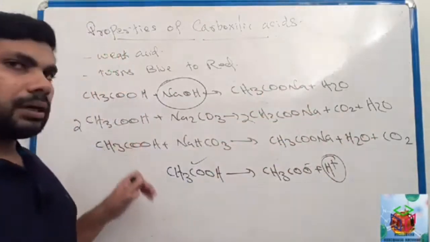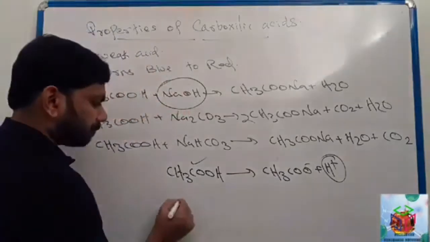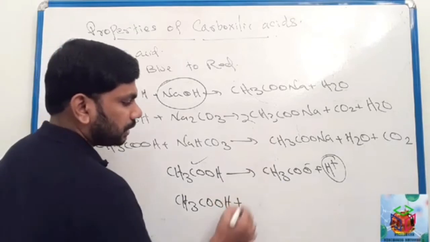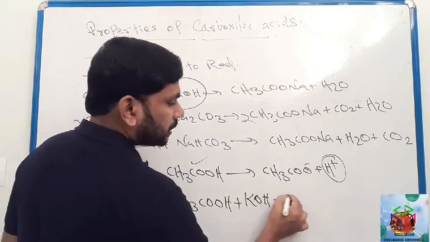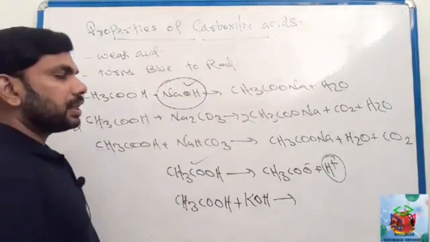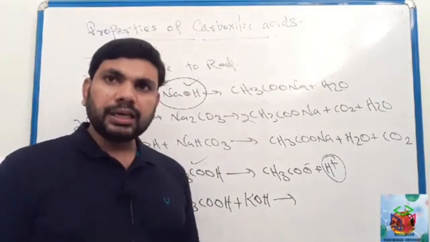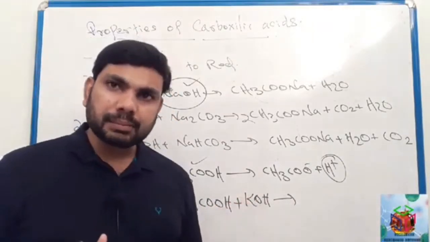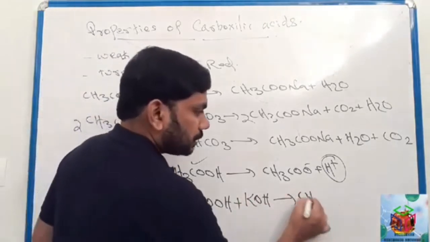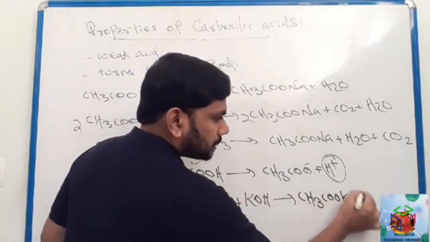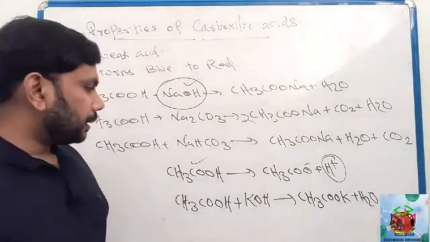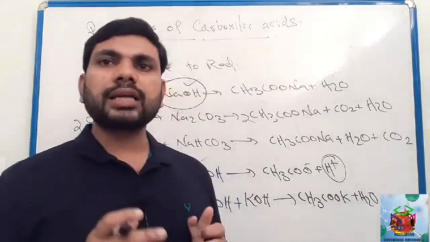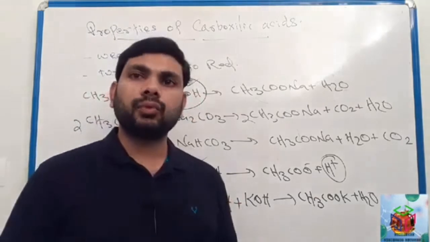Similarly here, carboxylic acid, for example, CH3COOH, reacts with KOH. KOH means potassium hydroxide. Here we discussed sodium hydroxide. Okay, similarly it will react with another alkali, potassium hydroxide, and form potassium salt, CH3COOK plus H2O. Clear? So here we discuss carboxylic acid. It is a weak acid. It reacts with alkali and forms salt and water.